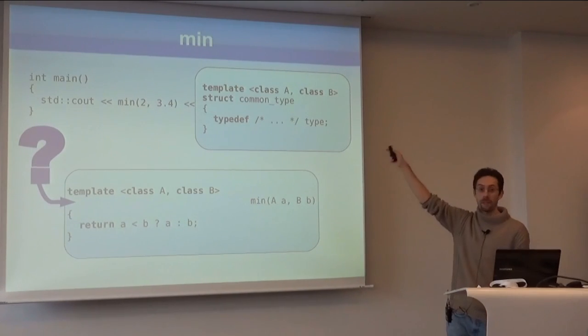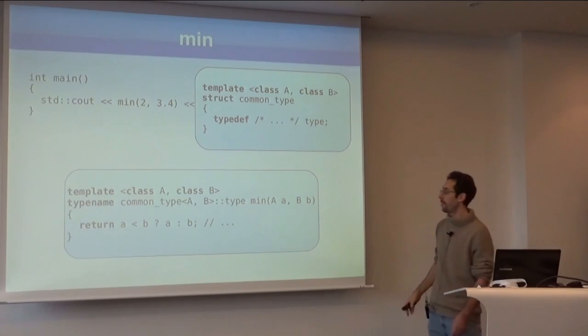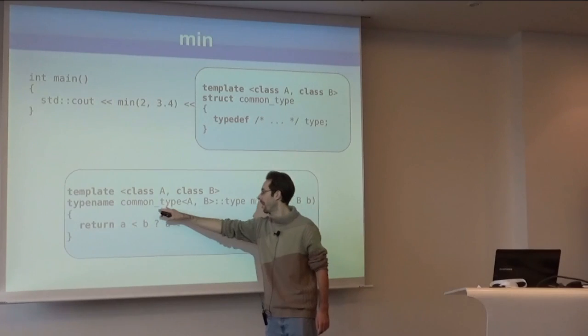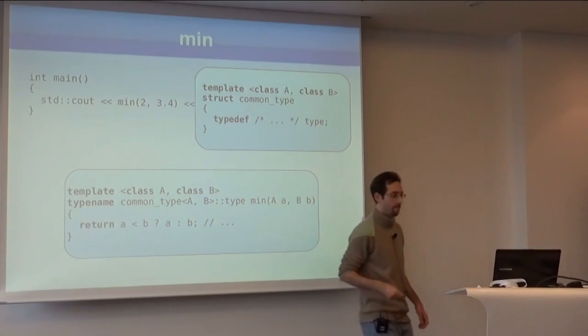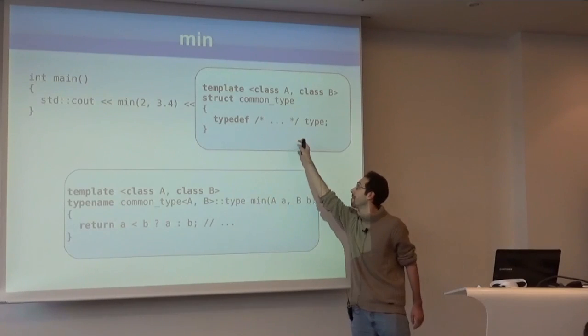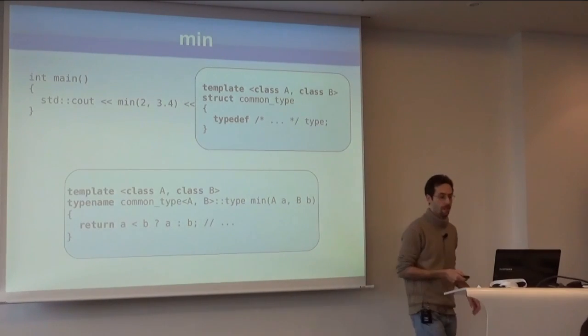So assuming that we have this, we can implement the minimum function. We can say that, okay, the return type will be the common type of A and B. And this template class will just do it for us.